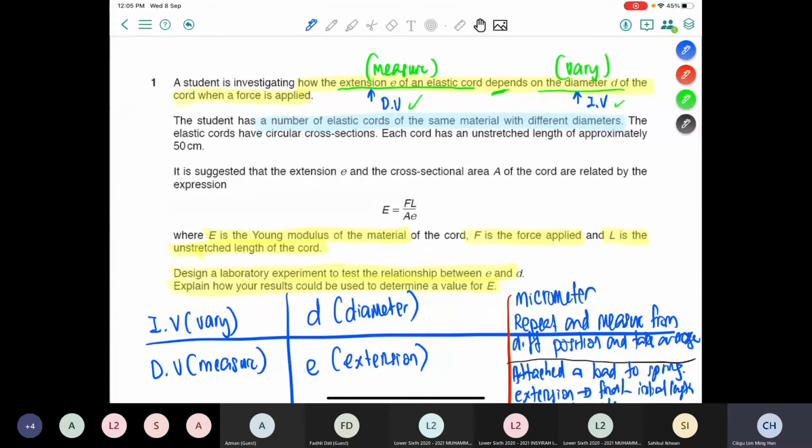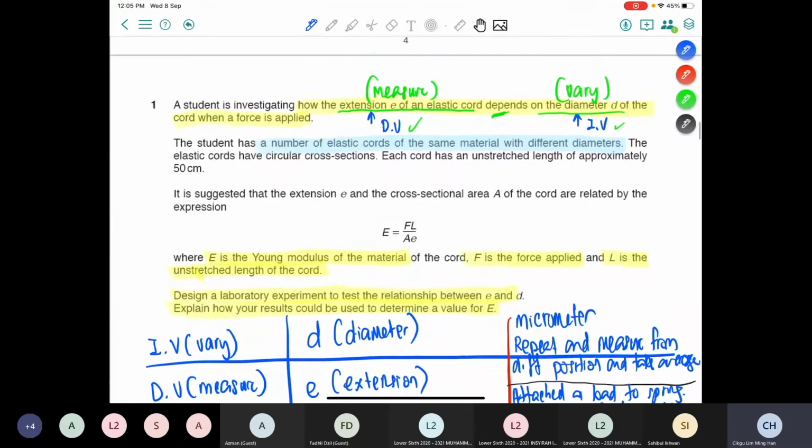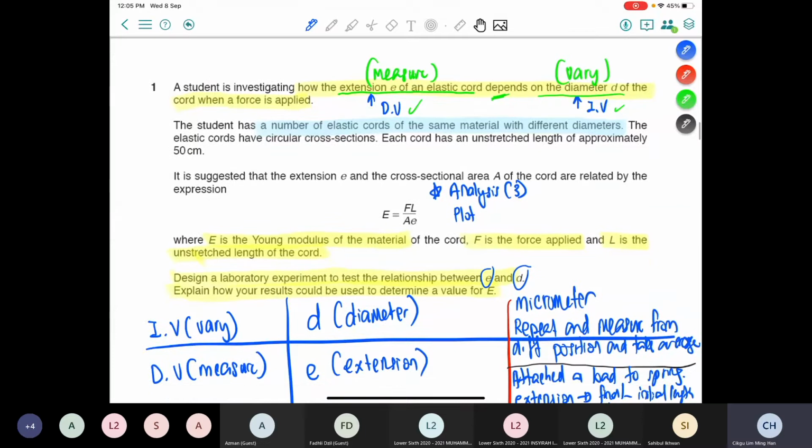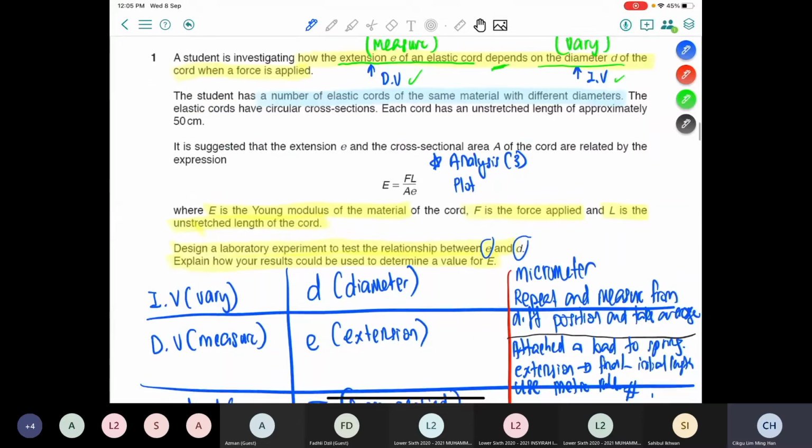Next, we want to see the analysis, so I'll do the analysis here. The analysis, don't miss the marks, is always 3 marks. So the first thing you must say is plot, because this is E against D. E against D. How? I don't have my D here.